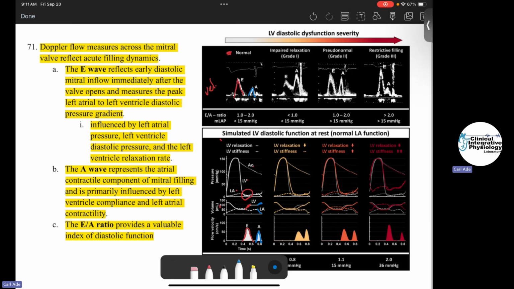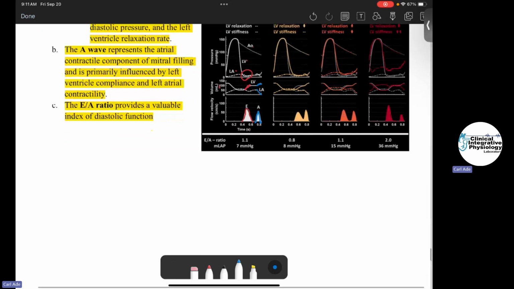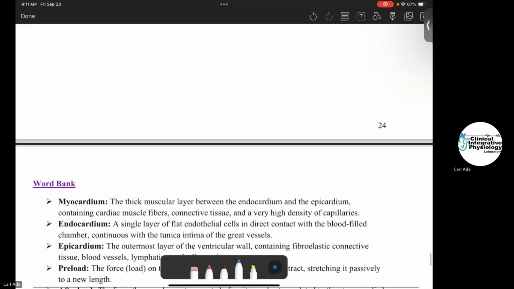So if we start looking at impaired relaxation and restrictive filling, we start to see that ratio change in a very dramatic way. You don't need to know these, just know what the E wave is and the A wave, and that the E/A ratio provides information on diastolic function.